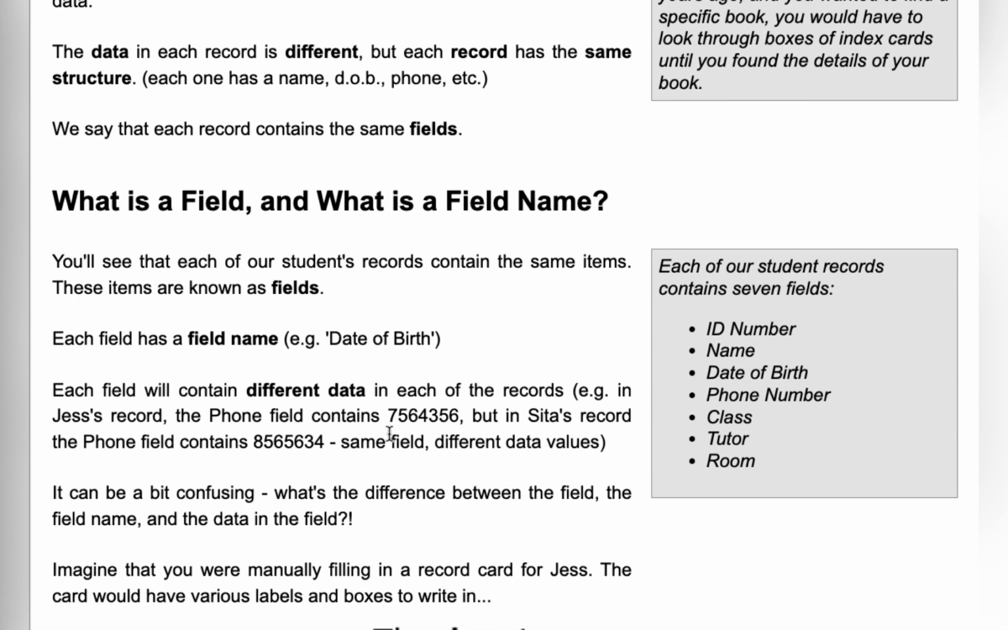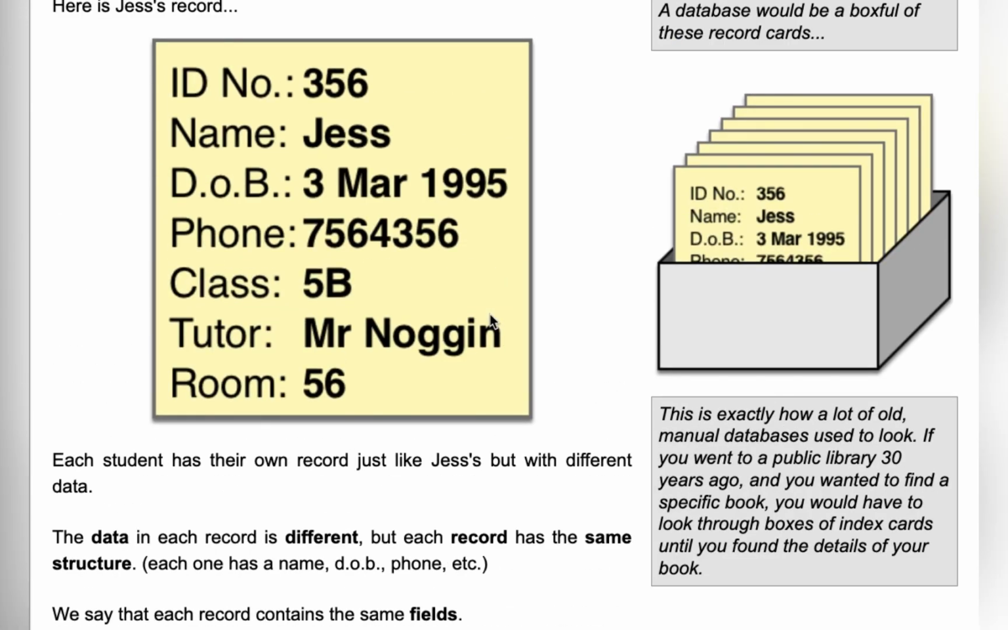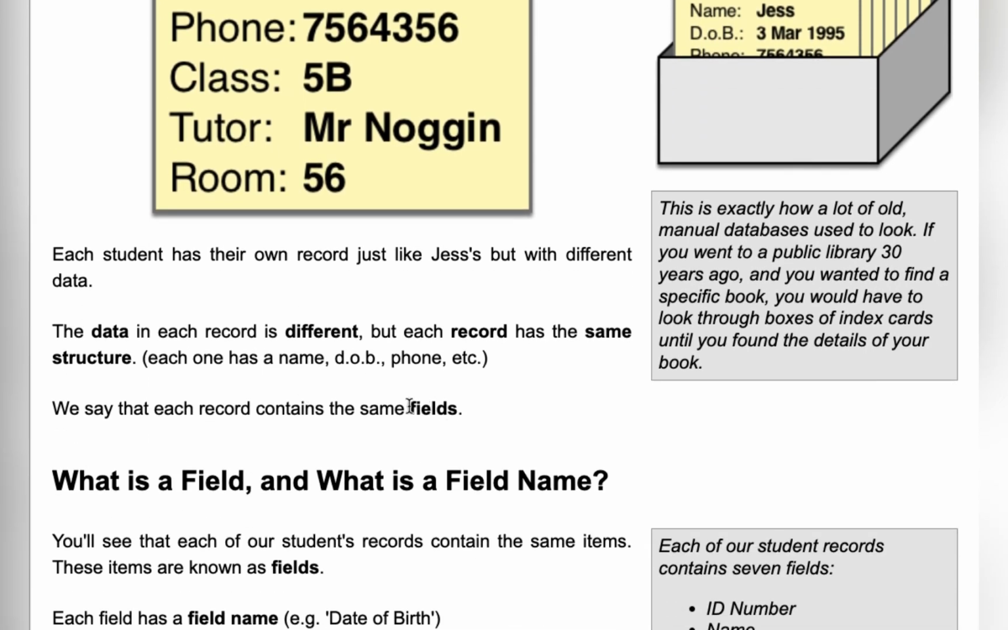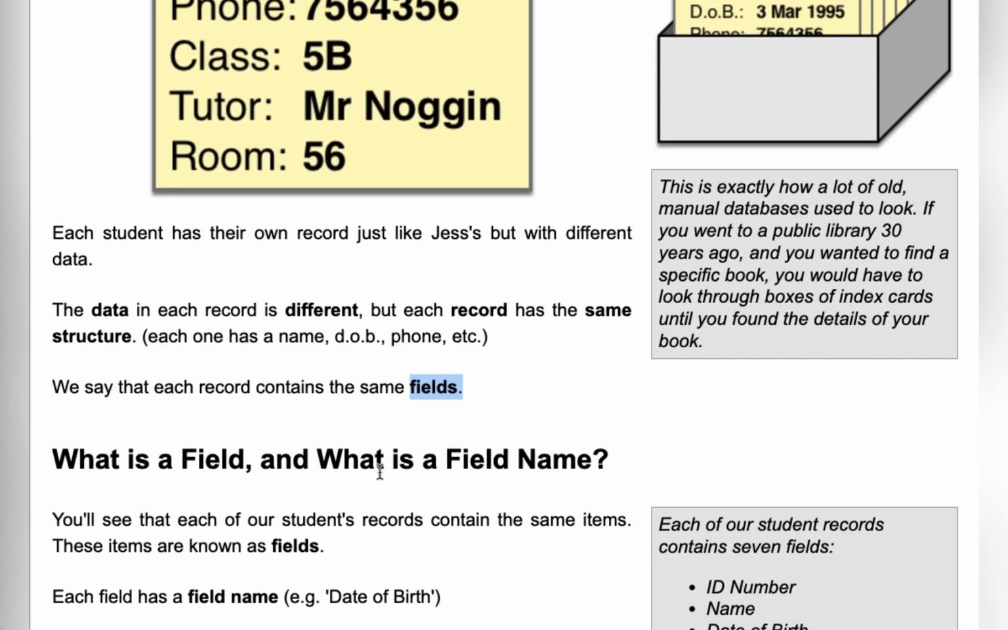Now we say that each record contains the same fields. This card, the whole card, is one record. This record contains the same fields because the structure is the same. If that is the term we use, what is a field in a database? What is a field, and what is a field name? We should know what they are.